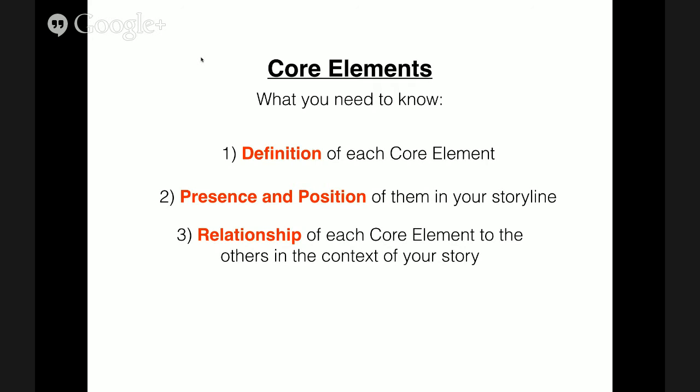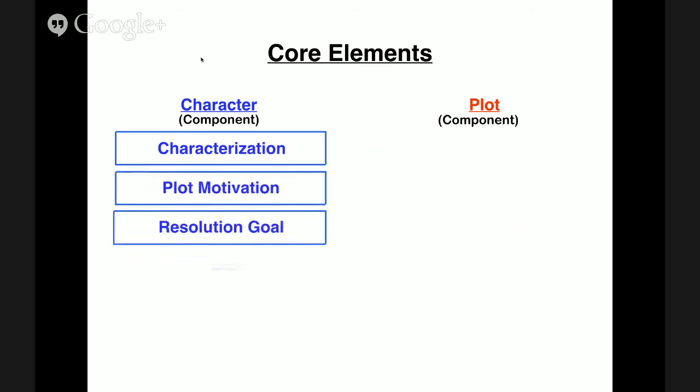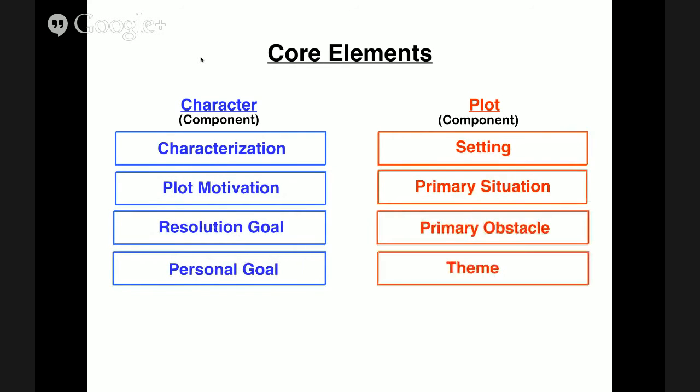Okay? Now, I think we're going to make this PowerPoint available at some point after this. So I'm going to move forward, and you'll be able to refresh later on if you want. Core elements. Remember, I talked about the character component and the plot component. The character is who. The character is the someone. The plot is the something. Here are the core elements. Everything to do with the character I've put in blue. Everything to do with the plot I've put in red.